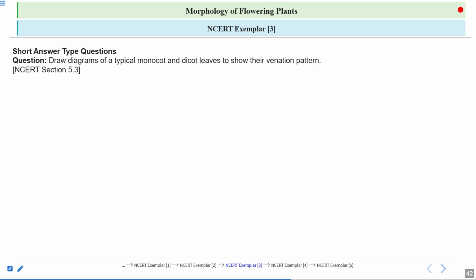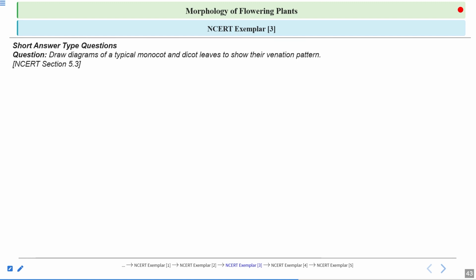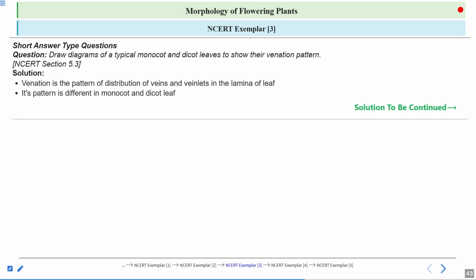Next question, short answer type. Draw the diagrams of a typical monocot and dicot leaf to show their venation pattern. Okay, venation pattern. This question is from section 5. So venation is the pattern of distribution of veins and veinlets in the lamina of the leaf, right? You see? And its pattern is different in monocot and dicot. Okay, there are different patterns. So what is that?